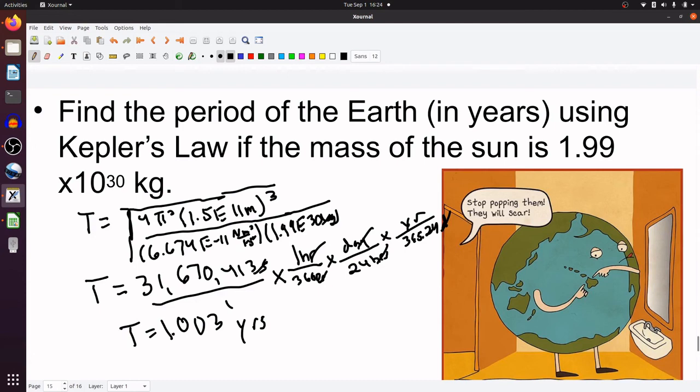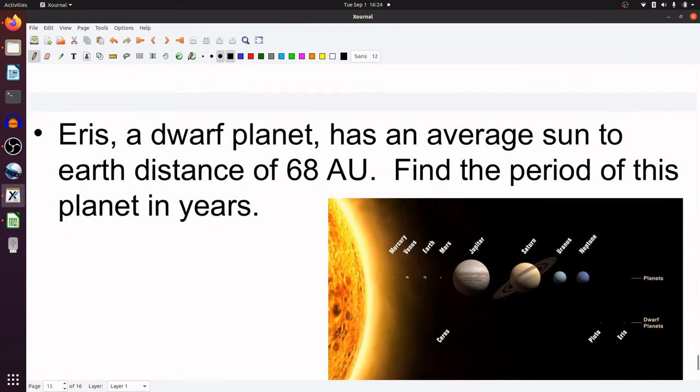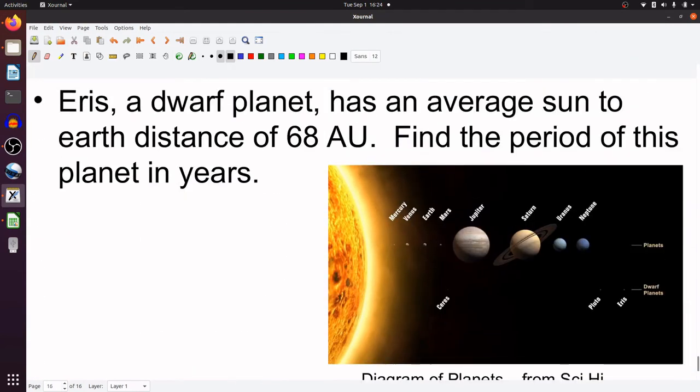Most of your Kepler's laws problems are unfortunately not going to be that easy. So we'll do a problem. We kind of did one like this last chapter, but let's do a problem about Eris. Eris is a dwarf planet and has an average sun to Earth distance of 68 AU. We need to find the period of this planet in years. So, there are a lot of different ways to do that. It feels like we're kind of missing maybe some values. I'm going to do this a little bit different. And since we want to find the period in years, there's kind of a faster way. And so I'll show you.